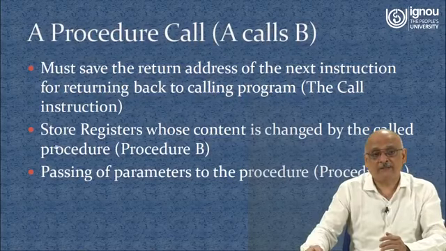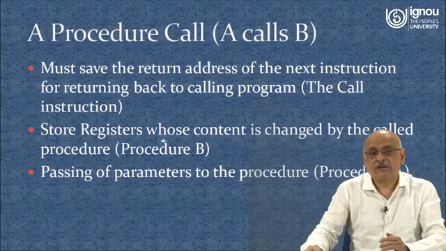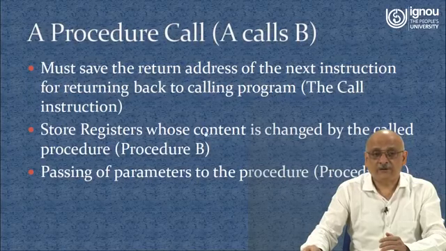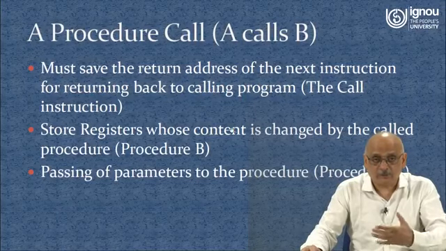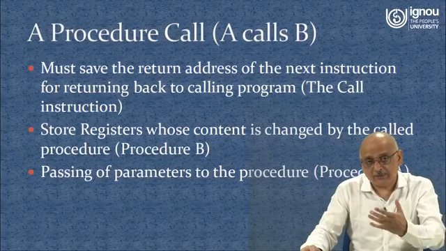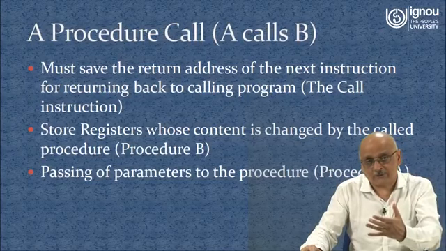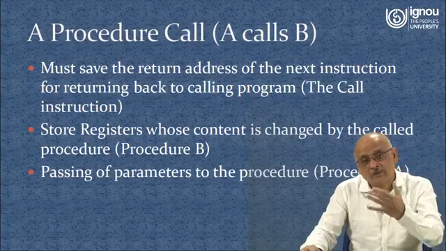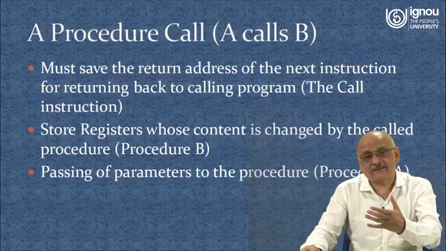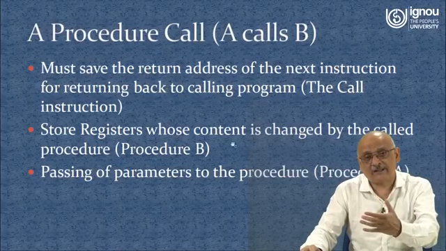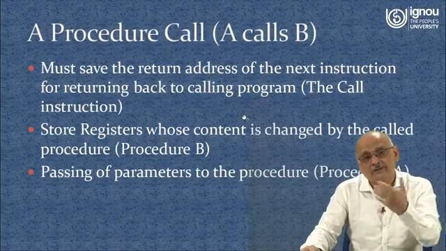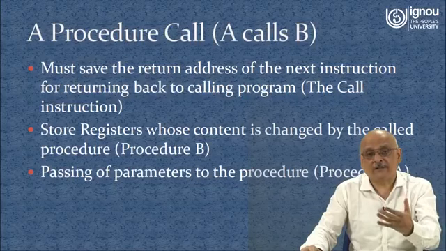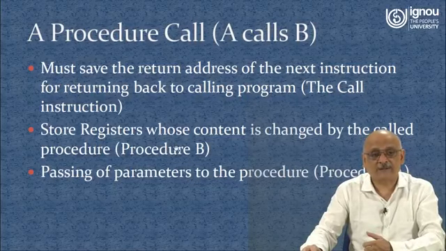So this is a very important consideration here, that all those registers which are changed by procedure B must be saved. B knows what it is doing. B's programmer, whoever has written B, knows what registers it may be changing and so on and so forth. This is an assembly instruction we are referring to right now, so it is going to take care of that particular thing. Otherwise, the compiler has to take care of this step.